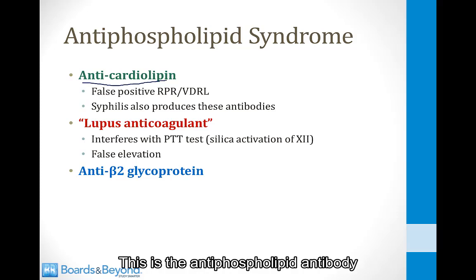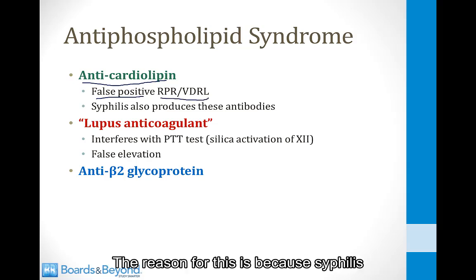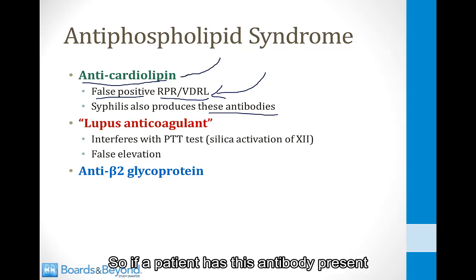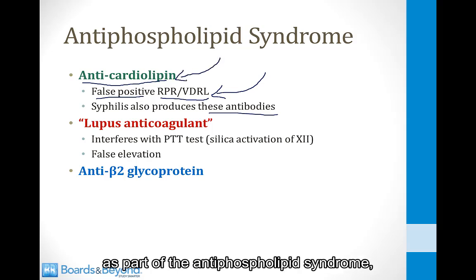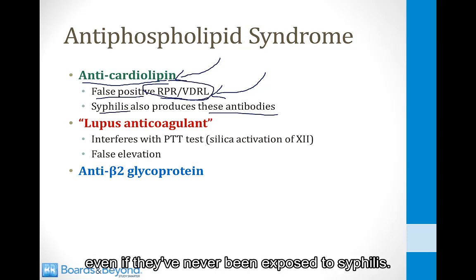This is the antiphospholipid antibody that yields a false positive result on the syphilis screening tests, RPR and VDRL. The reason for this is because syphilis also produces these antibodies, and that's what these tests detect. So if a patient has this antibody present as part of the antiphospholipid syndrome, they will test positive by these screening tests even if they've never been exposed to syphilis.